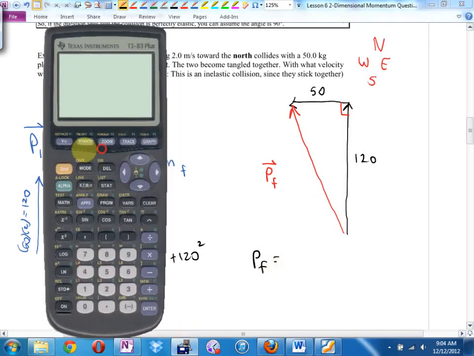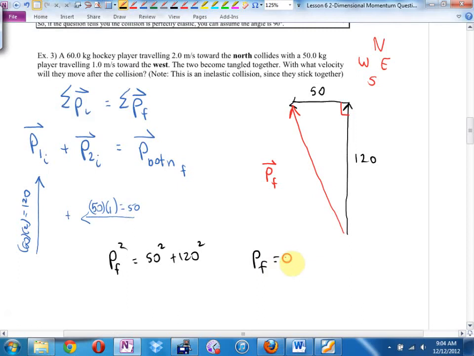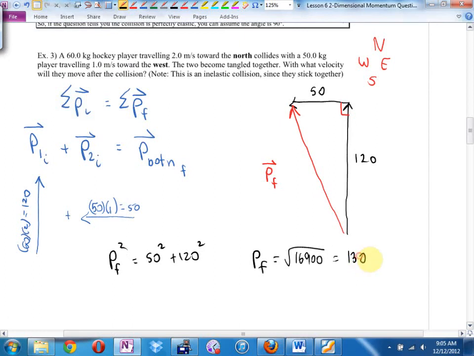I'm going to get 50 squared plus 120 squared. It's going to be the square root of 16,900. This one stunningly works out evenly because I really fudged the numbers. You get 130. Is the final velocity 130? No. The final momentum is 130.